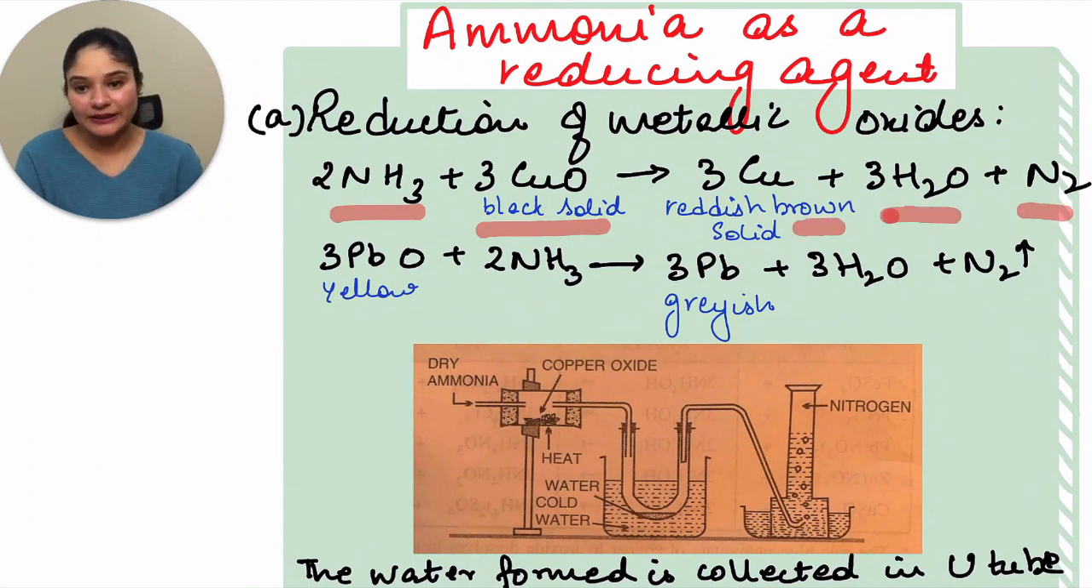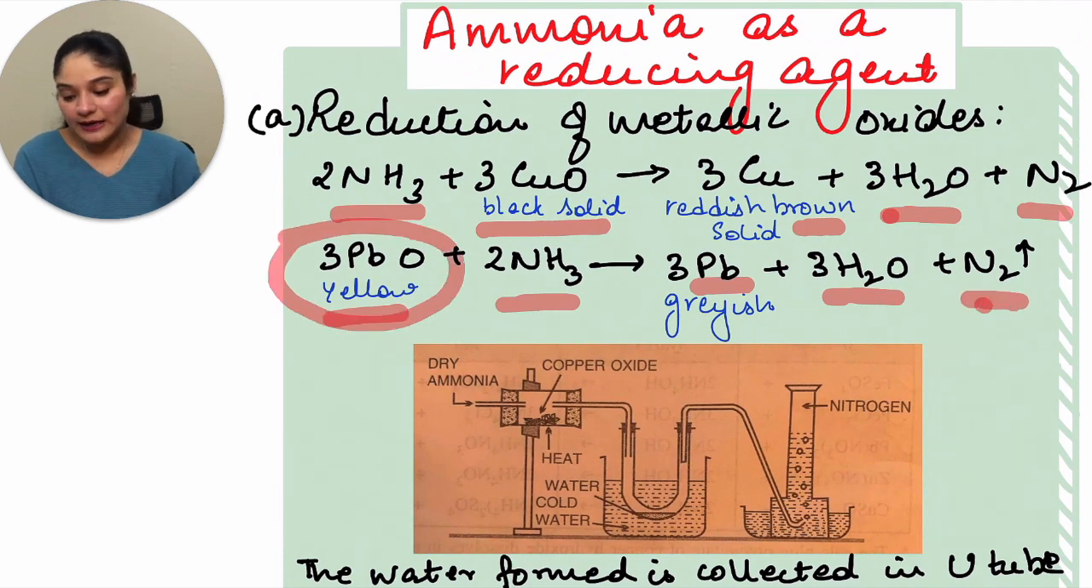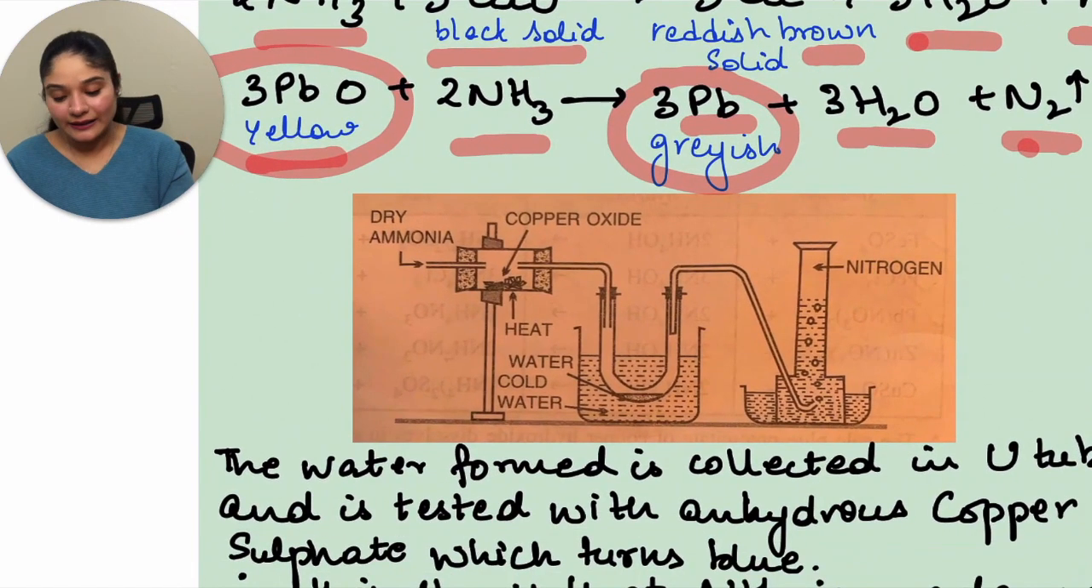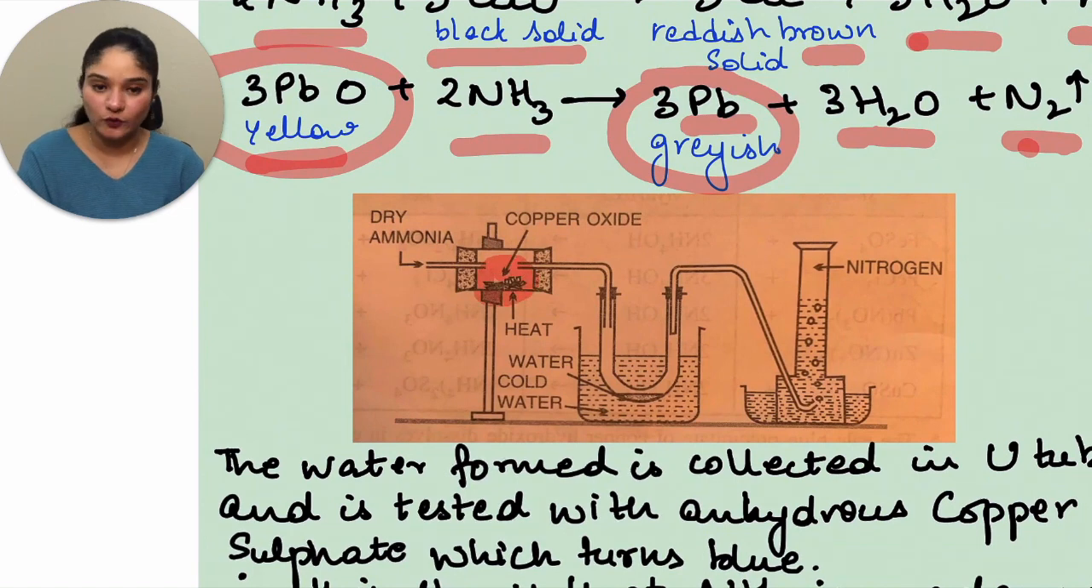Same thing is happening with lead oxide. You have PbO plus ammonia. You get lead plus water plus nitrogen gas. Your lead oxide was yellow in color. Lead is grayish in color. Let's look at the diagram. You have dry ammonia coming in. Over here, you'll either have copper oxide or lead oxide depending on the reaction. You have copper oxide mentioned here. You provide heat, and when you provide heat, it turns into copper and nitrogen gas goes further.